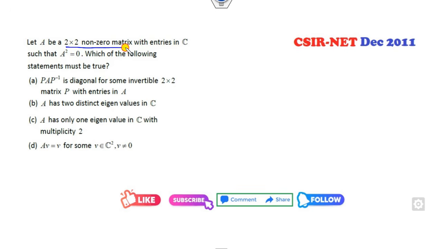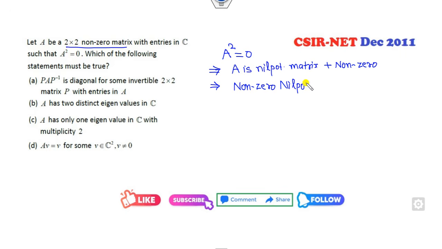A is a 2 cross 2 non-zero matrix. A squared is 0, and A is non-zero. That means A is a nilpotent matrix. Also it is given that A is non-zero, and we all know that a non-zero nilpotent matrix is never diagonal. So the first option, that A is a diagonal matrix, is the wrong answer. If it were zero, then it may be diagonal, but a non-zero one can never be.